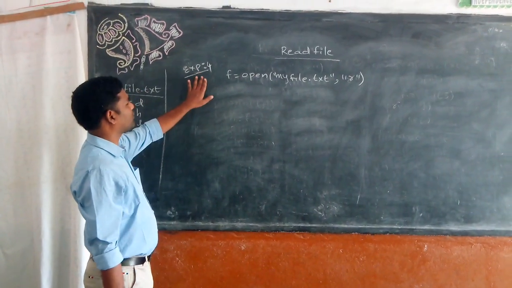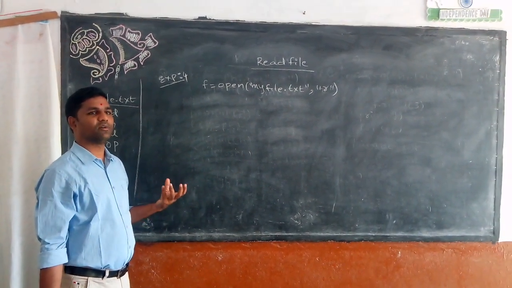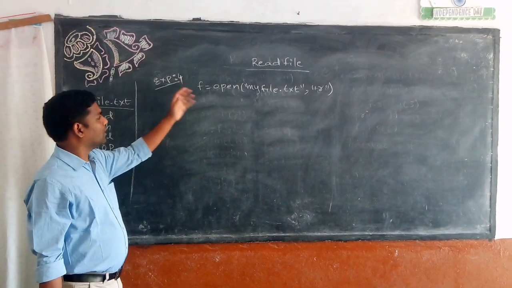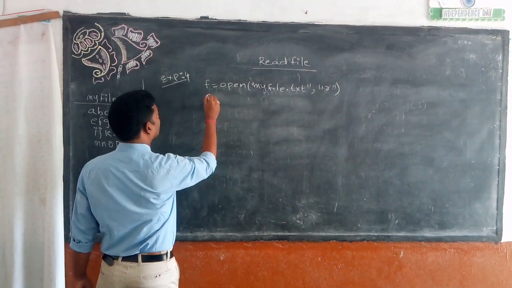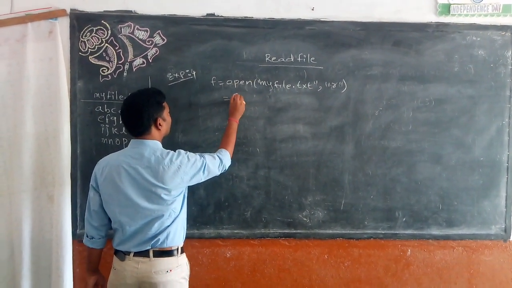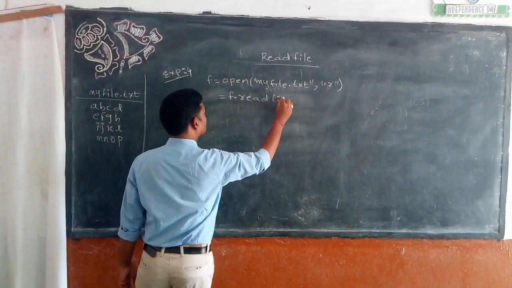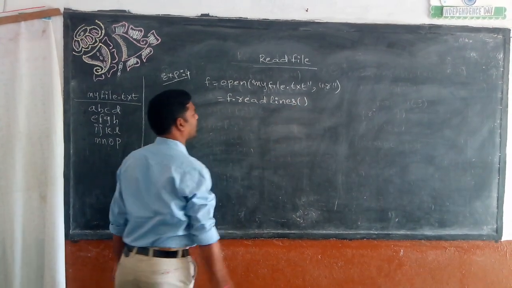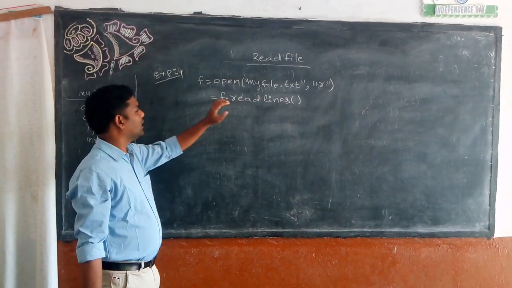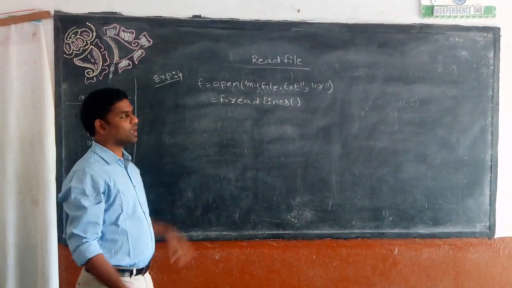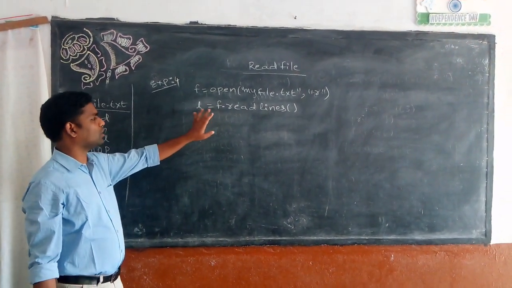Now we will see example number 4: how to read a file using the readlines function. I will open a file: F is equal to open myfile.txt. Then I will call the readlines function: F dot readlines. Whenever I execute this function using the file instance, the return type is a list. So I need to store the content in the list called L. L will store all the lines.